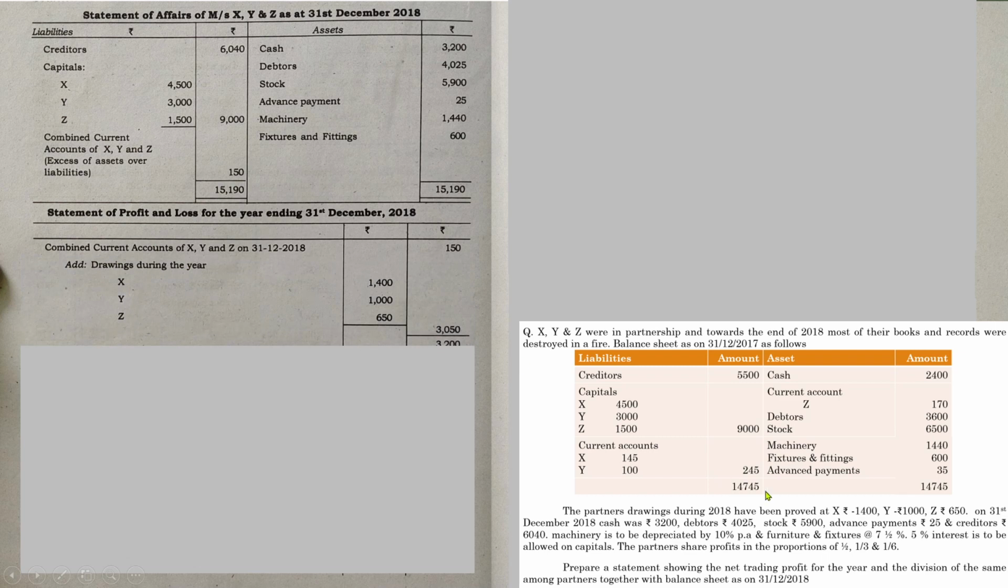that is given in the question: 1400, 1000 and 650. You may wonder why these amounts, which were given as negative, are shown with a plus sign or positive value. That is because X and Y's current accounts came on the liability side and Z's current account is on the asset side. That is why it is shown like that. We will discuss that part during the preparation of the final balance sheet.